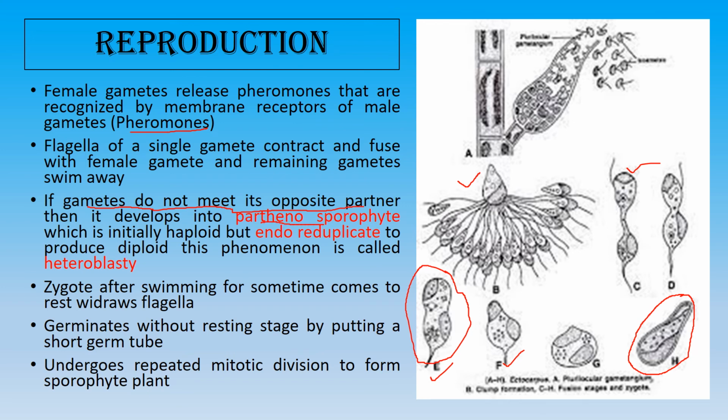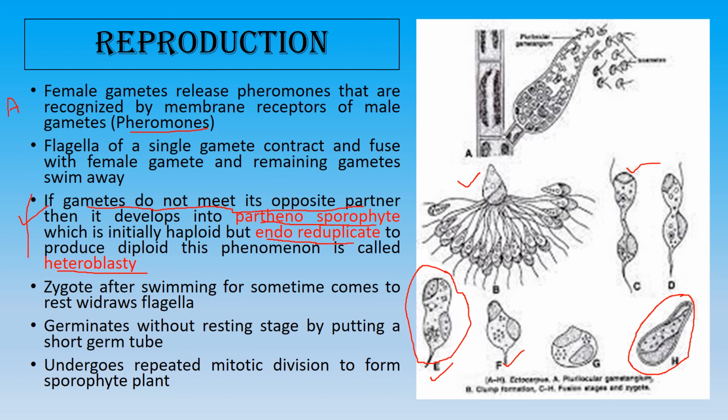But if the gametes do not meet, then the gamete develops into a haploid plant first, then the haploid plant undergoes endoreduplication to produce a parthenosporophyte. So any gamete that does not meet its opposite partner produces a parthenosporophyte by endoreduplication. This phenomenon is called heteroblasty. So this is one important feature in Ectocarpus.